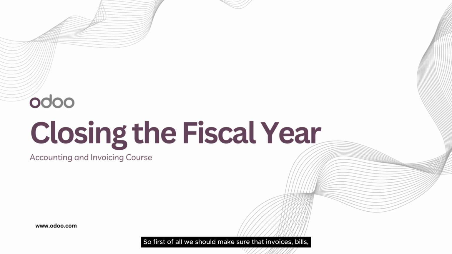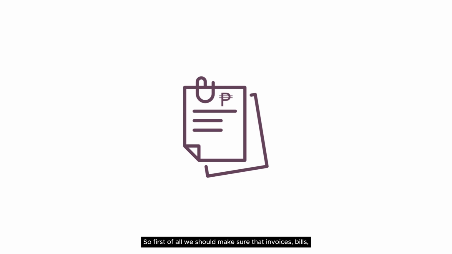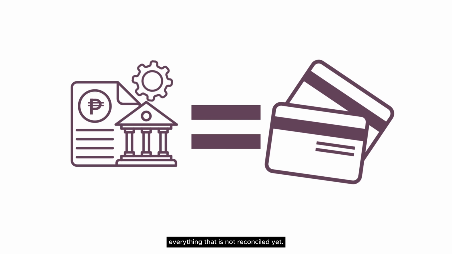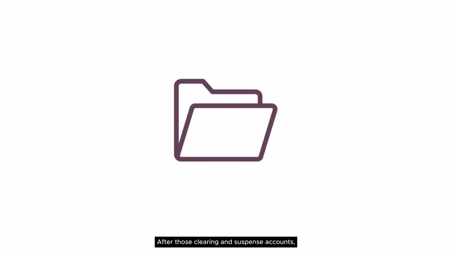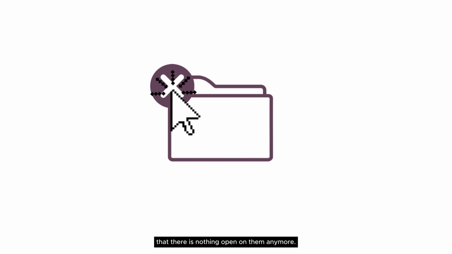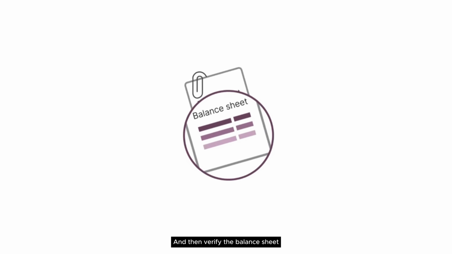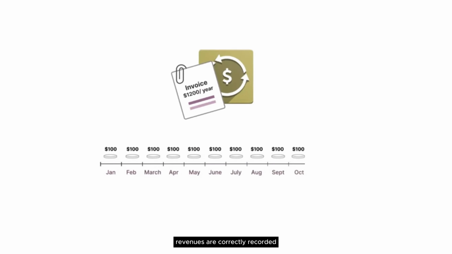So first of all, we should make sure that invoices, bills, and expenses are recorded and validated in due time. Secondly, make sure to reconcile everything that is not reconciled yet. After that, for clearing and suspense accounts, you need to make sure that there is nothing open on them anymore, and then verify the balance sheet items and entries for the depreciation journal entries. And also, make sure your different revenues are correctly recorded as well.